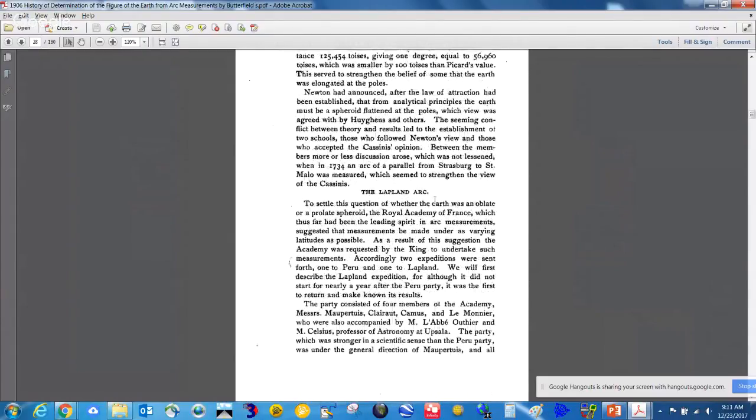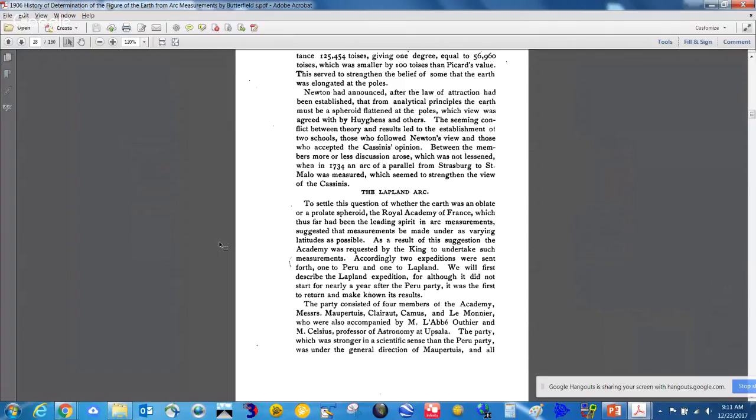To settle this question of whether the Earth was oblate or prolate spheroid, the Royal Academy of France, which thus far had been leading spirit in arc measurements, suggested that measurements be made under varying latitudes as possible. As a result of this suggestion, the Academy was requested by the King to undertake such measurements. Accordingly, two expeditions were sent forth, one to Peru and one to Lapland. Describe the Lapland expedition, for although it did not start for nearly a year after the Peru party, it was first to return and make known its results.